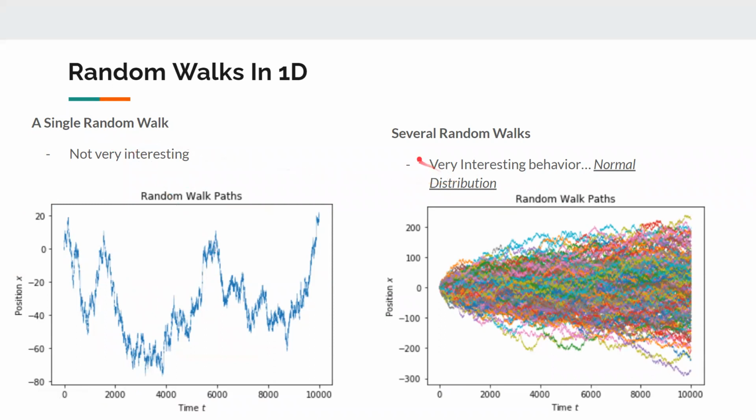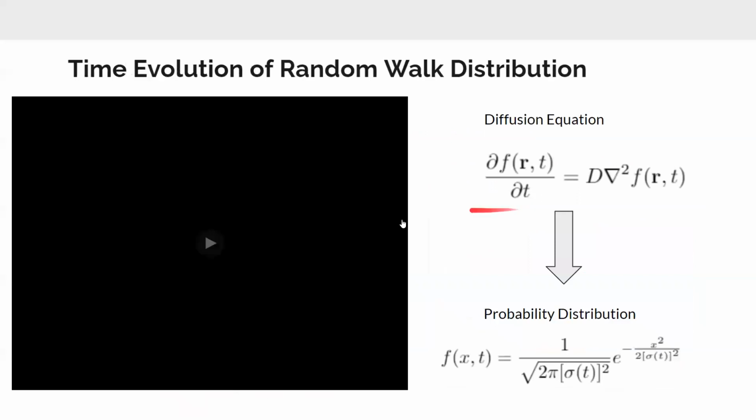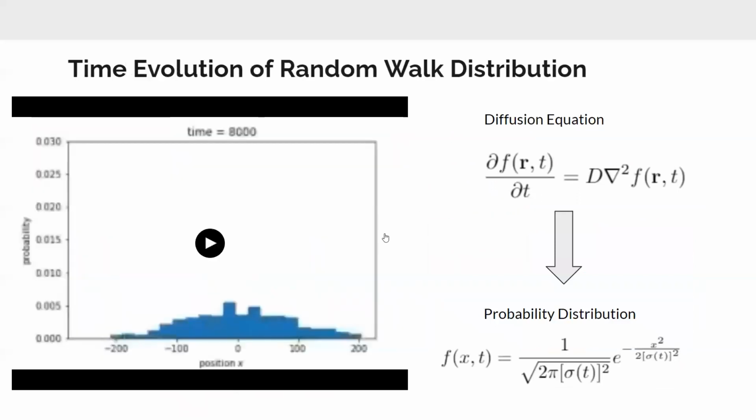But when we get a collection of random walks together, that's when we start to examine very interesting behavior. As you can see on the figure on the right here, it seems like these random walks are encased in some sort of envelope. And this envelope seems like a growing normal distribution as a function of time, or an expanding normal distribution as a function of time. And so we can examine the time evolution of random walks.